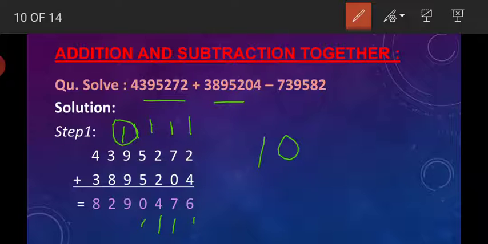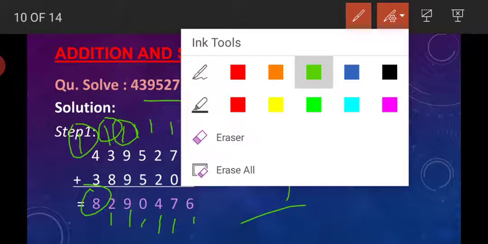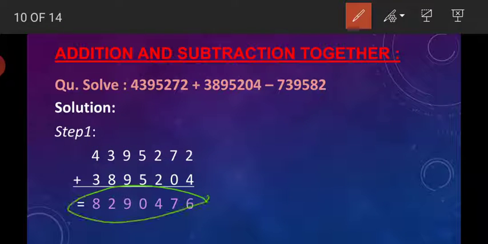So 1 plus 9 is 10, 10 plus 9 is 19. Again 1 is carried forward to the previous digit. So 1 plus 3 is 4, and 4 plus 8 is 12. Again 1 is carried forward. So 1 plus 4 is 5, 5 plus 3 is 8. So this is the required sum of these two numbers.